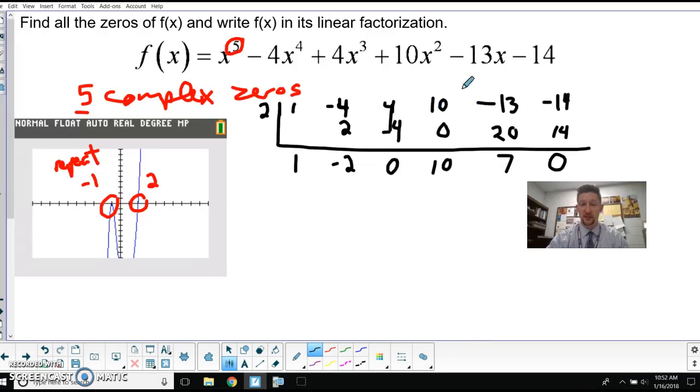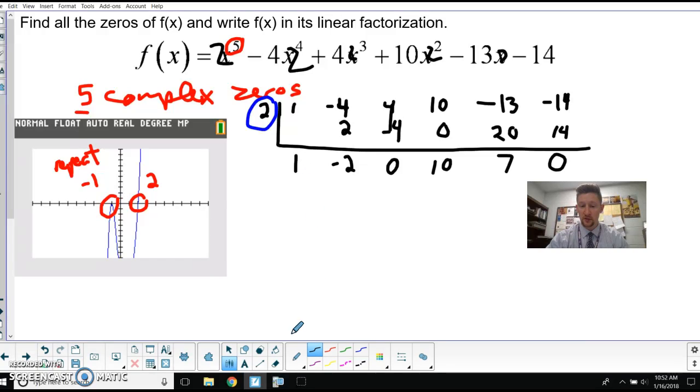Synthetic substitution, synthetic means fake. If I wanted to take 2 and see if it was a zero or not, I could use direct substitution, meaning plug in 2 here, and here, and here, and here, and see what I get. This is just a faster way of doing that same thing. So when I plug in 2, I get 0. That's great. That means that 2 is a zero of that function.